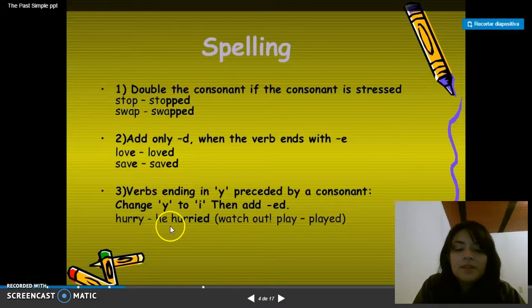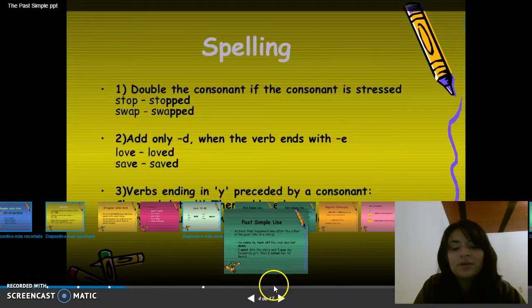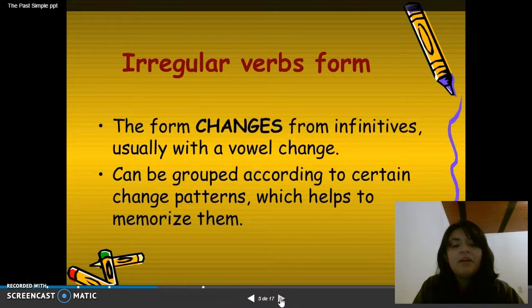And then verbs ending in y, preceded by a consonant, change the y into i and then add the ed. Sounds tricky, but it's easy. Hurry, hurried. You see, change the y for this i and then ed. Watch out. Play, played. Be careful with that one. Then we go to the irregular verbs.